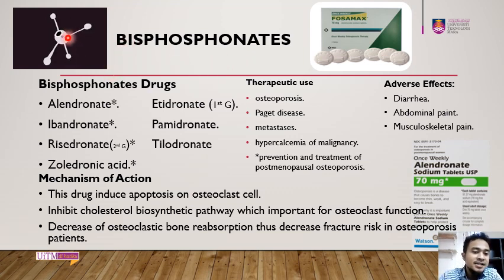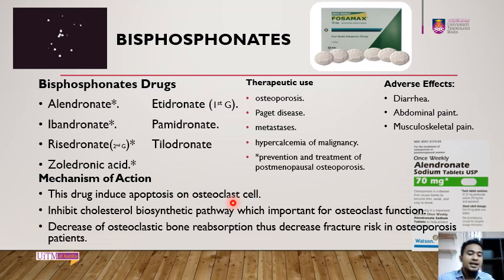This is the cell, and then you can see that it breaks apart, what we call apoptosis, and it becomes small fragments within the cell, and then phagocytes will come to clean up the cell. So the mechanism is that they cause apoptosis in osteoclasts, which means that the cells responsible for reabsorption are killed in a natural manner, which is apoptosis.